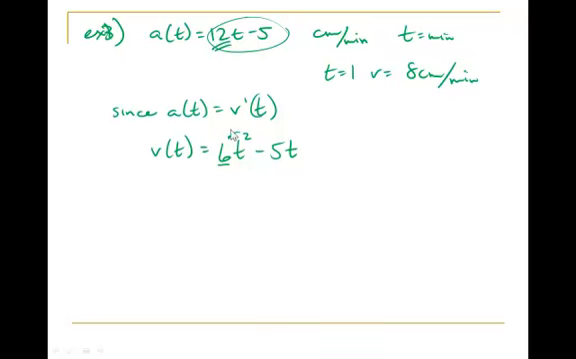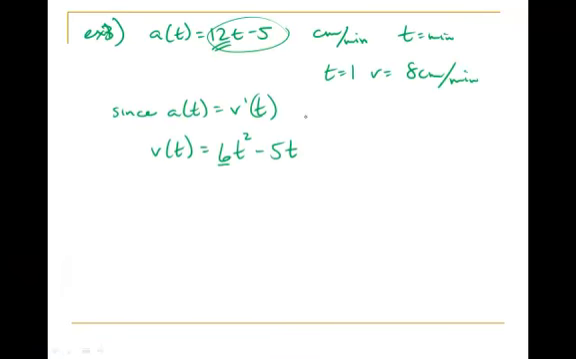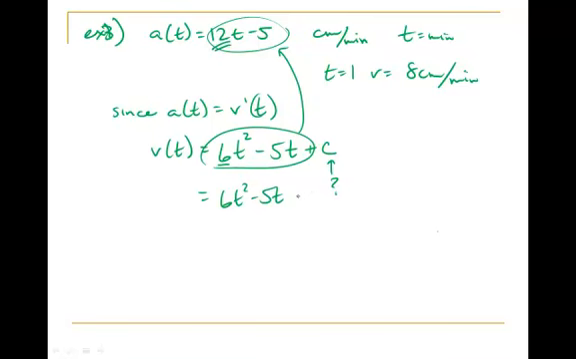The problem with this is that although this is the antiderivative of my acceleration, remember when we have a constant at the end, it just disappears? So I don't know whether or not there was a constant or what it might have been. So I know that v of t is going to be something like 6t squared minus 5t plus or minus a value. The question is, what will that value be?